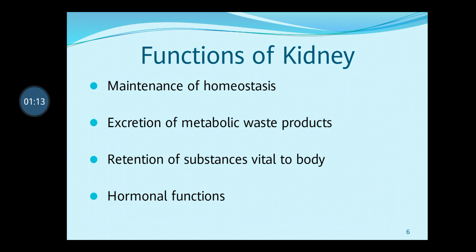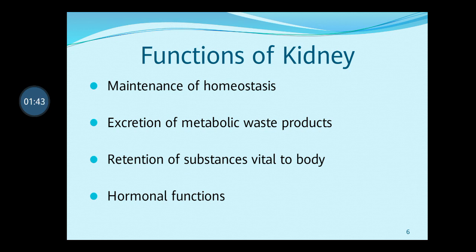Number one is maintenance of homeostasis, that is, kidneys are largely responsible for regulation of water, electrolyte and acid base balance in the body. Next is excretion of metabolic waste products. The end product of protein and nucleic acid metabolism are eliminated from the body. That includes urea, creatinine, uric acid, etc.